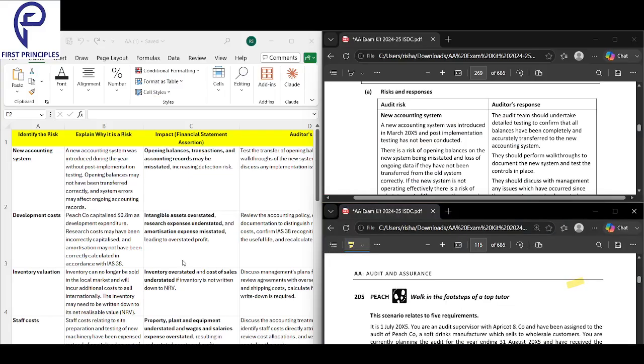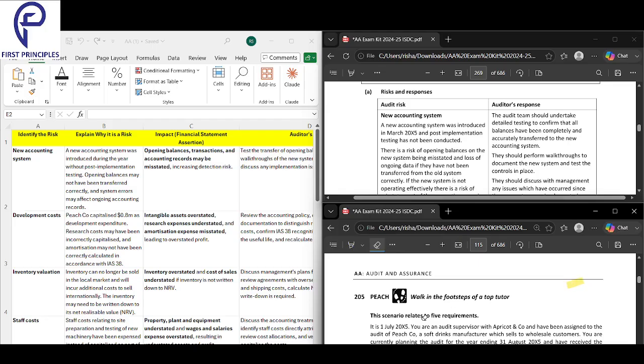Okay. Starting off, guys, the question we're looking to do today is Peachco. Peachco is a very important question, and we are looking to solve it and get a good idea about how to go about the audit risk questions here. So, starting off with our preparation and getting a strong base here.